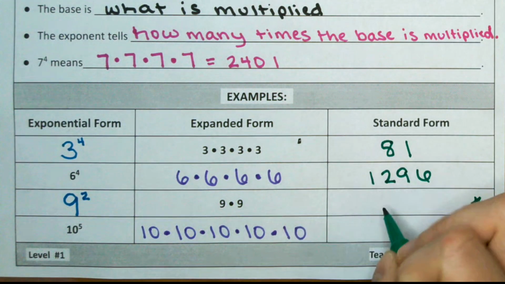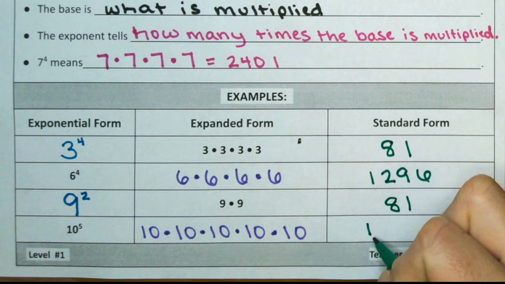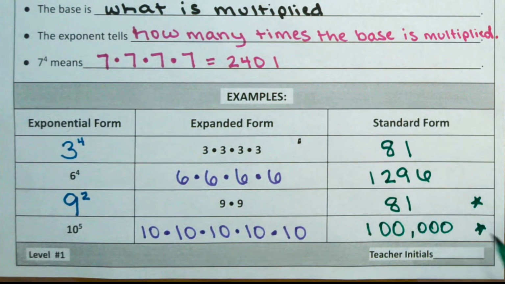For this third one, 9 times 9 is 81. And then for our last one, you should have gotten 100,000. Go ahead and flip to page 2.